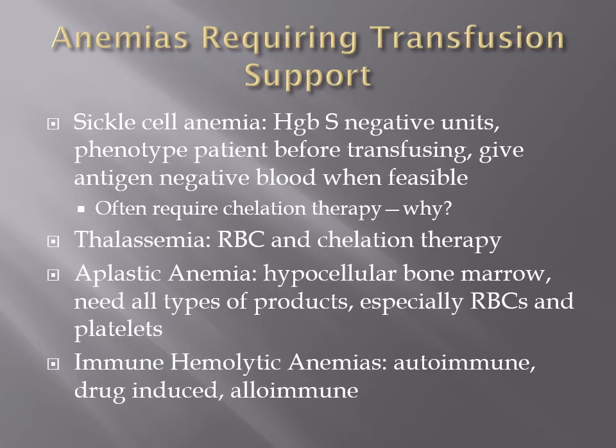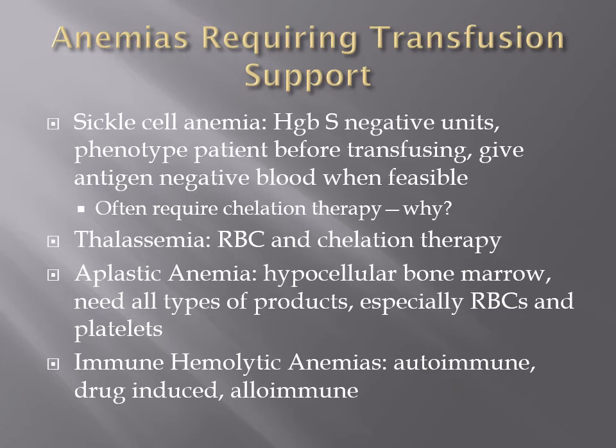For some anemias requiring transfusion support, probably one of the biggest ones is sickle cell anemia. And with these patients, we need to give them hemoglobin S negative units. We want to phenotype the patient before transfusing, giving antigen negative blood when feasible. These people normally require a good bit of therapy, going from simple transfusions into exchange transfusions, sometimes on a monthly basis, which has them often requiring chelation therapy. And chelation therapy is removing excess iron, simply because they've received a whole bunch of RBCs.